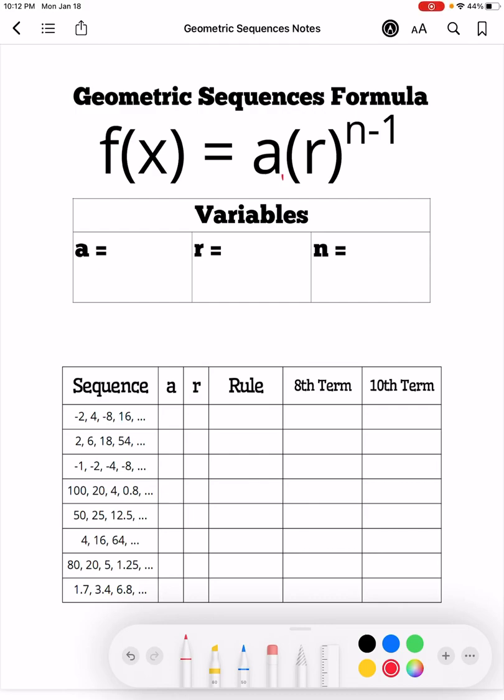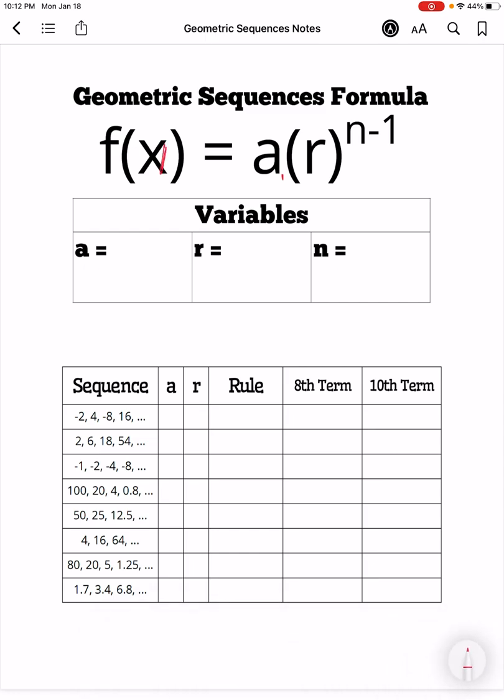Right, we're going to be looking at the formula for a geometric sequence, or one of the formulas for a geometric sequence. This is typically called the explicit formula, but the formula for a geometric sequence is f of n in this case instead of f of x. We want to replace the x with an n because we're using n as our exponent for the number that we're looking for. We have a, we have r, and then we have n minus 1.